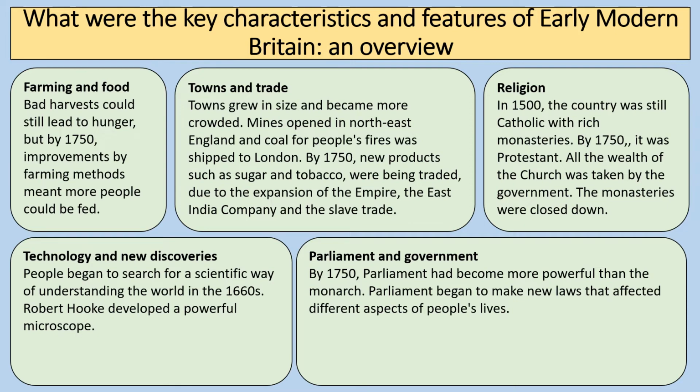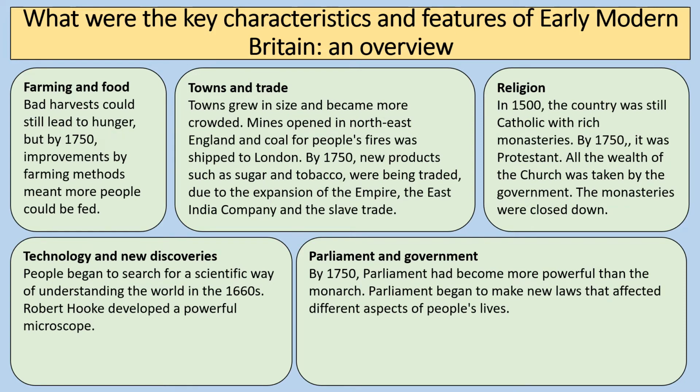So they were being traded due to the expansion of the empire and the slave trade and the East India Company. Religion: the country was still Catholic in 1500 with rich monasteries. That all changes during this time. So we know that we have the English Reformation, we have the ending of the power of the Catholic Church. The monasteries get closed down in the 1530s.